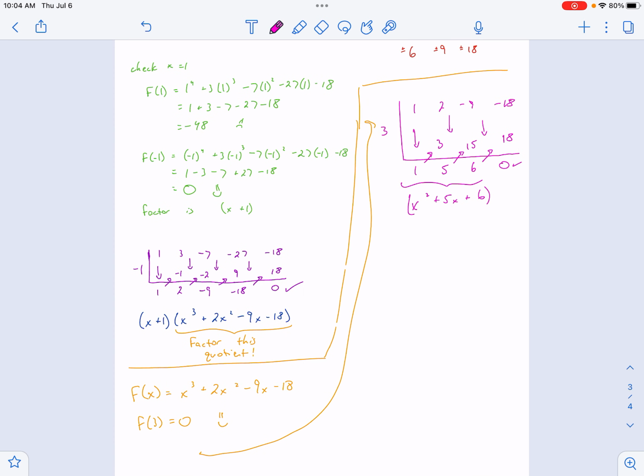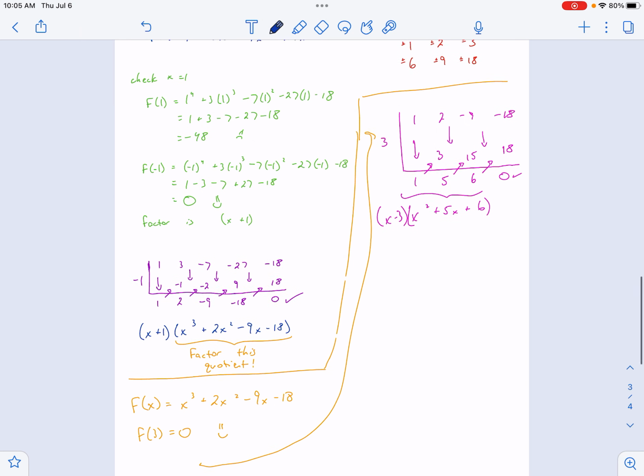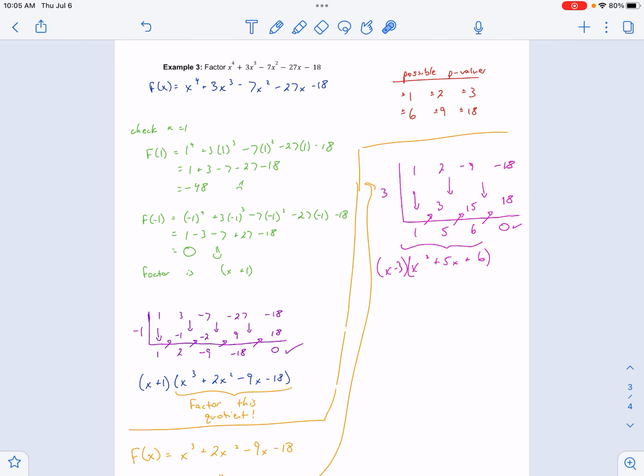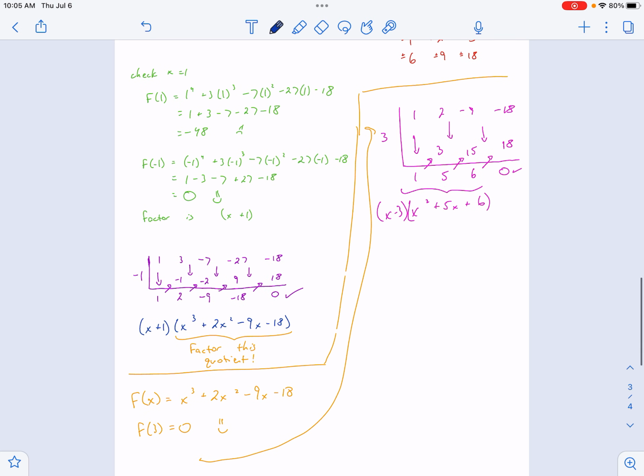Times, and then we'll do our divisor. Our divisor was x minus 3. Okay, so where we're at right now in this question is we had our initial function, x to the 4 plus 3x cubed minus 7x squared minus 27x minus 18. And we confirmed that initially x plus 1 was a divisor. And then we confirmed that x minus 3 was a divisor. And then we had this leftovers.